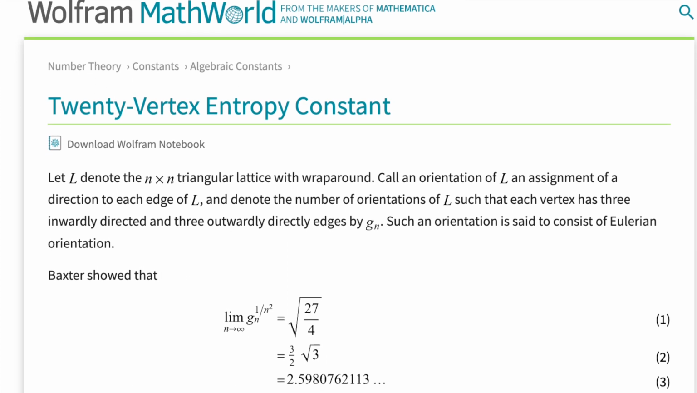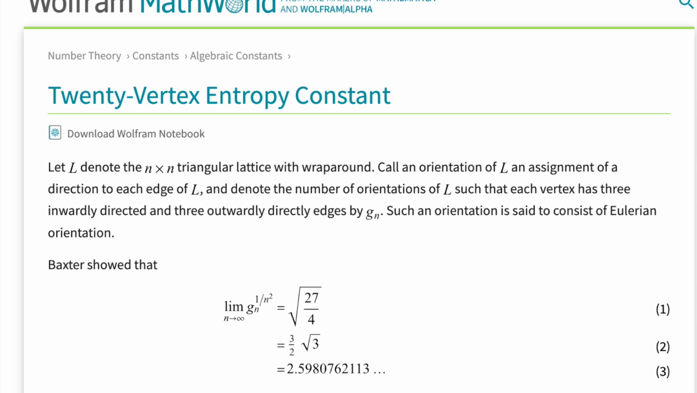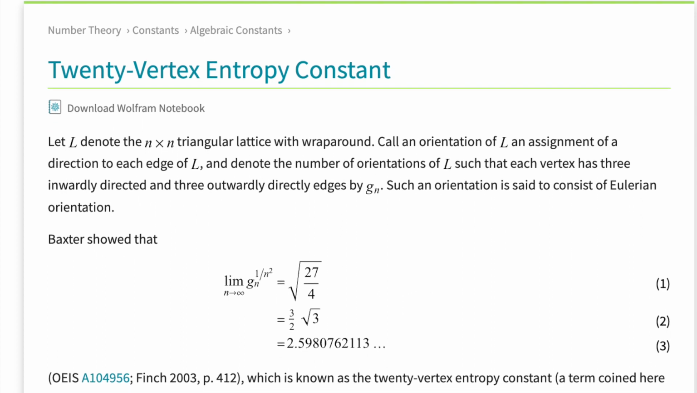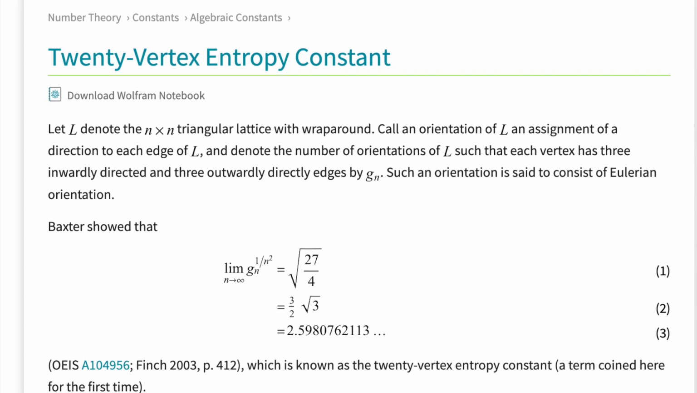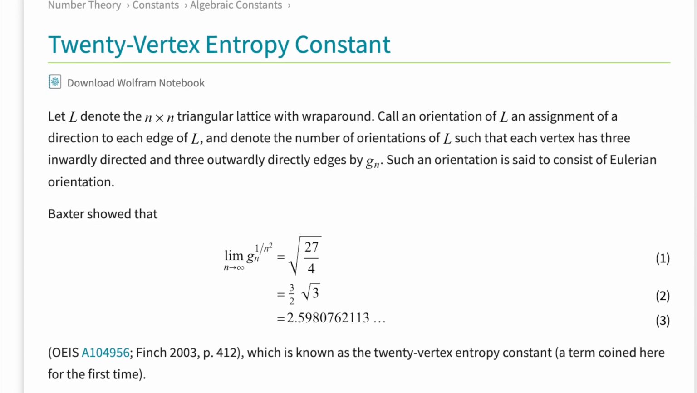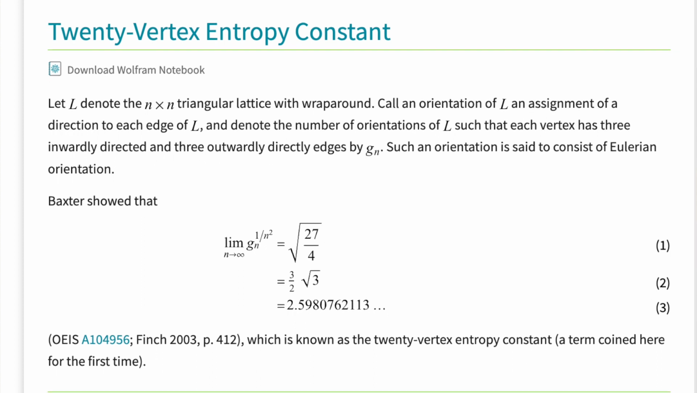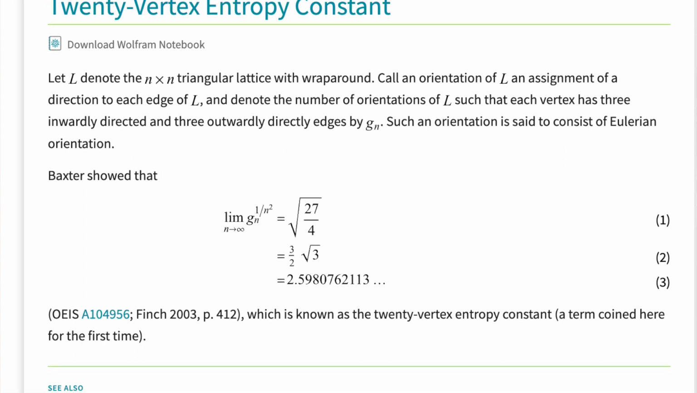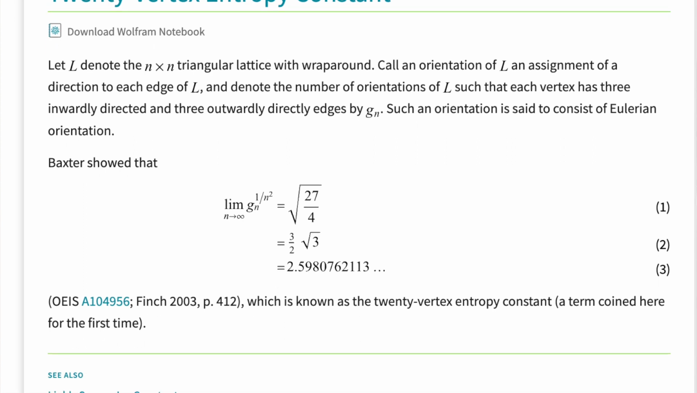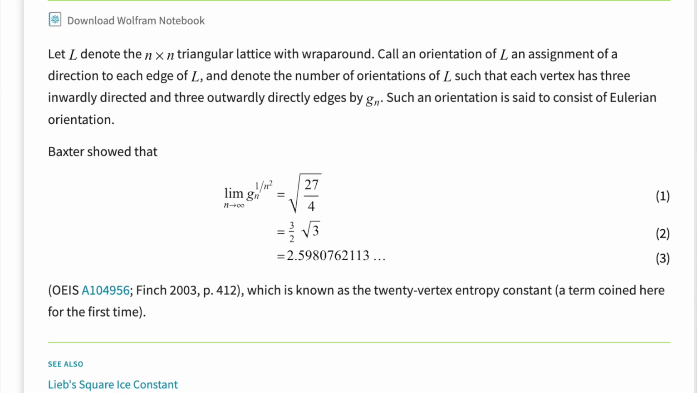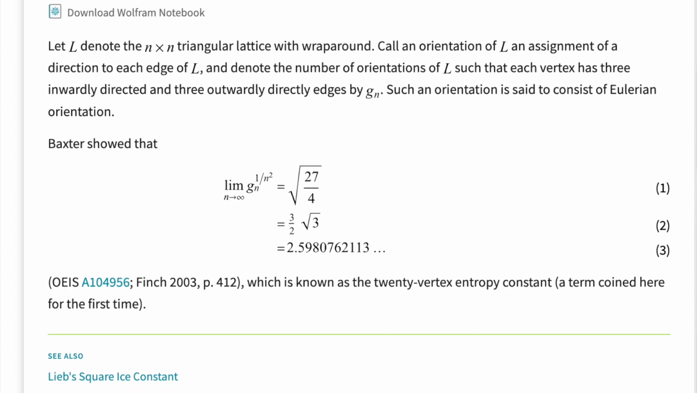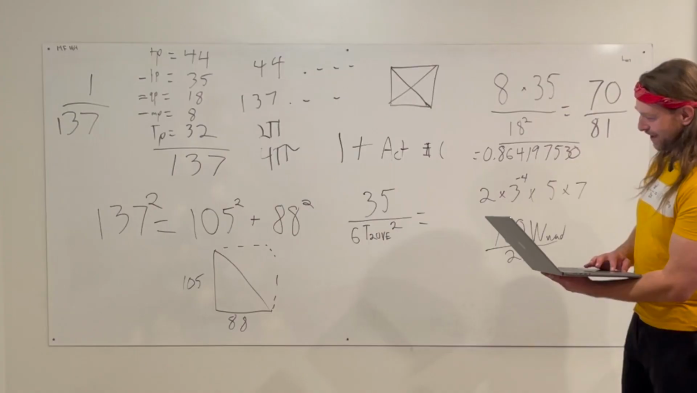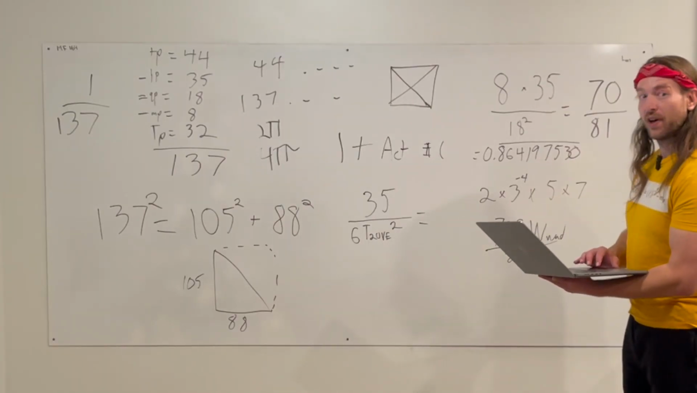Oh, I mean, that's pretty cool right there. And then basically it has a number of orientations L, such that each vertex has 3 inwardly directed and 3 outwardly directed edges. I mean, such an orientation is said to consist of Eulerian orientation. And when you break it down, it ends up being like the square root of 27, yada yada. So 3 halves times the square root of 3. Okay. I mean, that was a whole bunch of math stuff. Where does it get interesting?